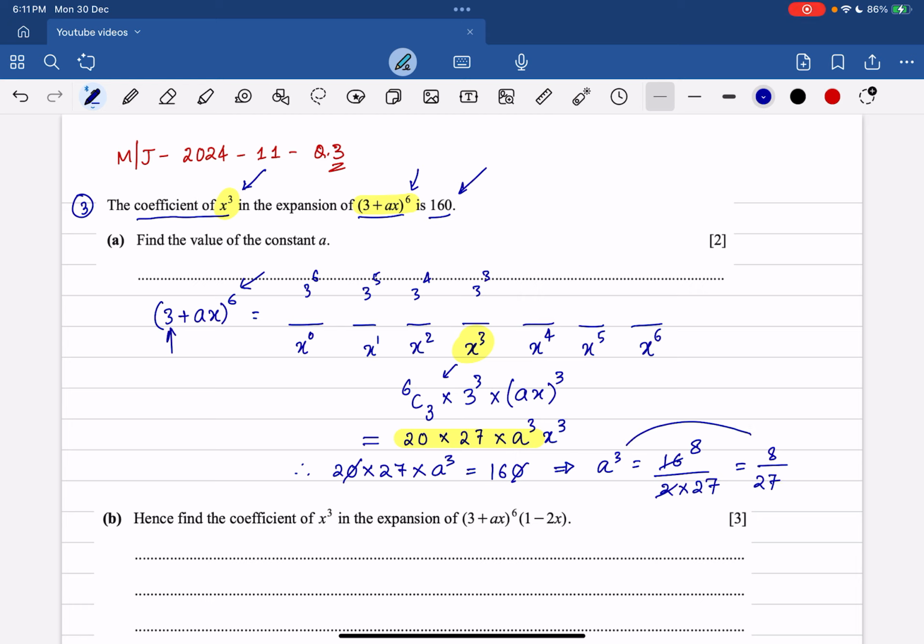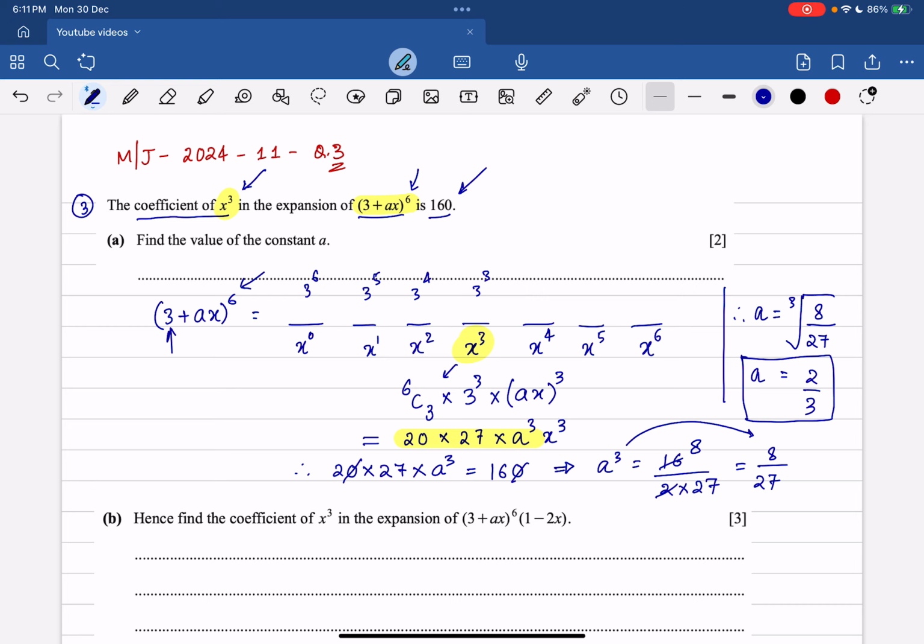If you take the cube on the other side, it becomes cube root. That makes it cube root of 8 over 27. 8 is a cube of 2 and 27 is a cube of 3. So your value for a should be 2/3.